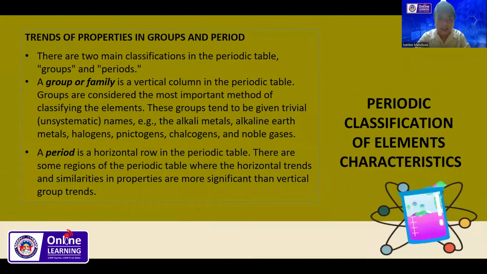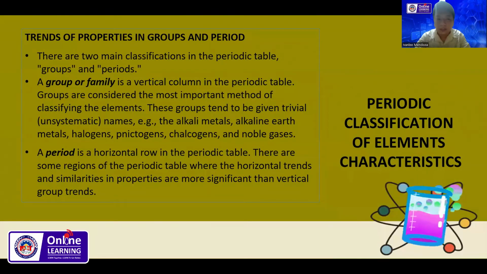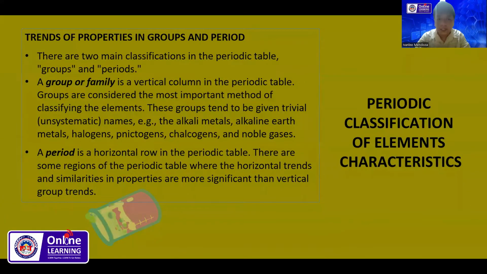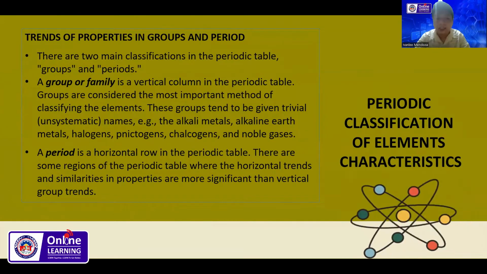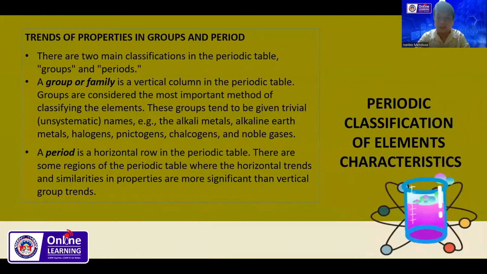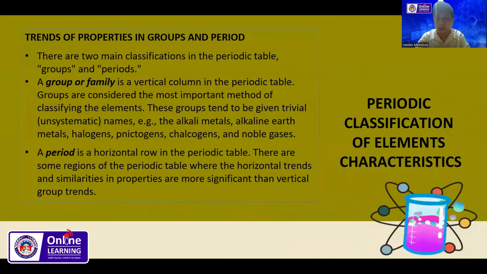Then the next one is the period. A period is a horizontal row in the periodic table. There are some regions of the periodic table where the horizontal trends and similarities in properties are more significant than vertical group trends. So again, those are the two main important classifications of the periodic table, the group or family and the period.